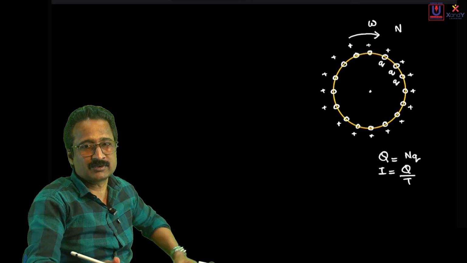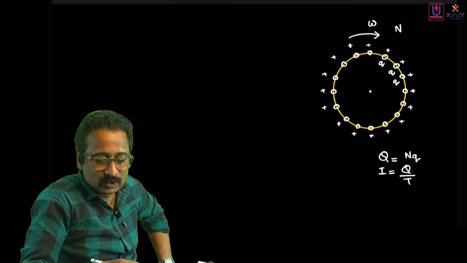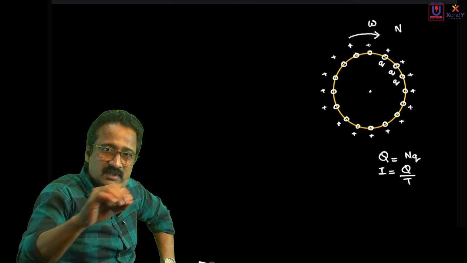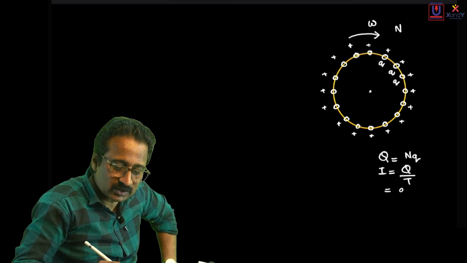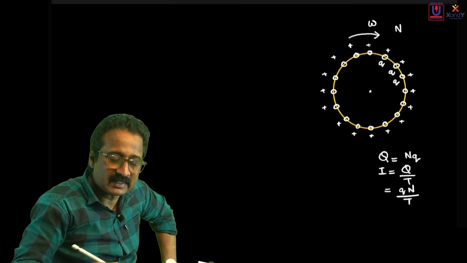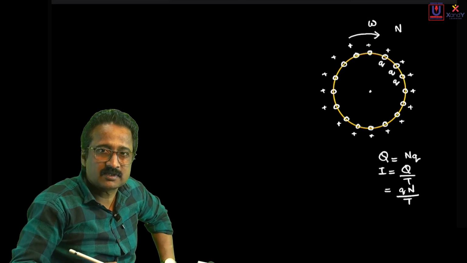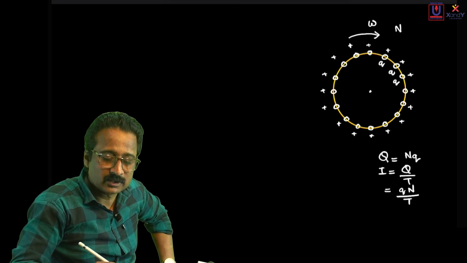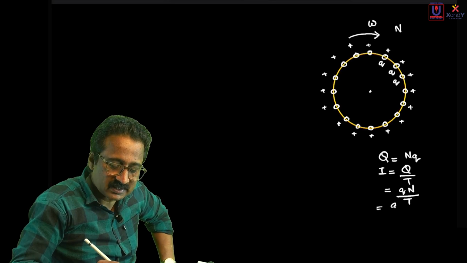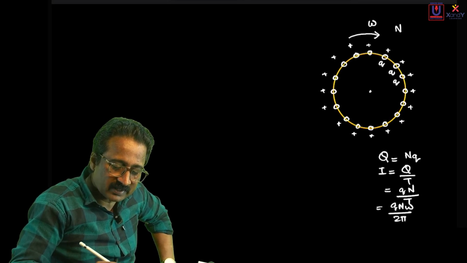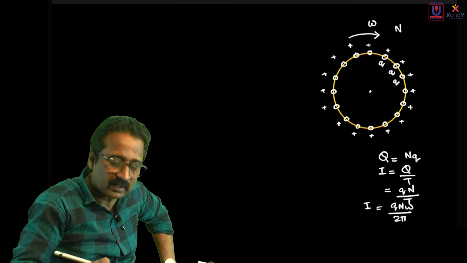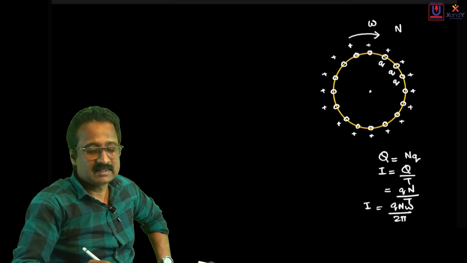Charge by time is actually current. So in that way, q divided by capital T can be considered to be the value of equivalent current. And here q is nothing but q into n, because n number of charges are there, divided by t. Now that t here, you can write in terms of angular velocity. T is equal to 2 pi by omega. So here it is qn divided by 2 pi by omega. So it becomes qn omega divided by 2 pi. That is the equivalent current. So let's keep that. That's a current.